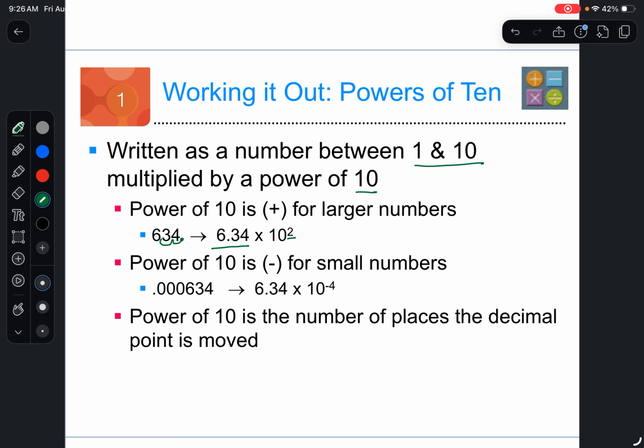Now, if my number is very small, like shown here, 0.000634, and I want to put that in exponential notation, scientific notation, powers of 10 notation, I'm going to take this decimal place and I'm going to move it 1, 2, 3, 4. So now I have 6.34, but now, because my number is small, it is now a negative 4 exponent. So basically all you're doing is counting the number of decimal places you move. Positive exponent if your number is large, negative exponent if your number is small.